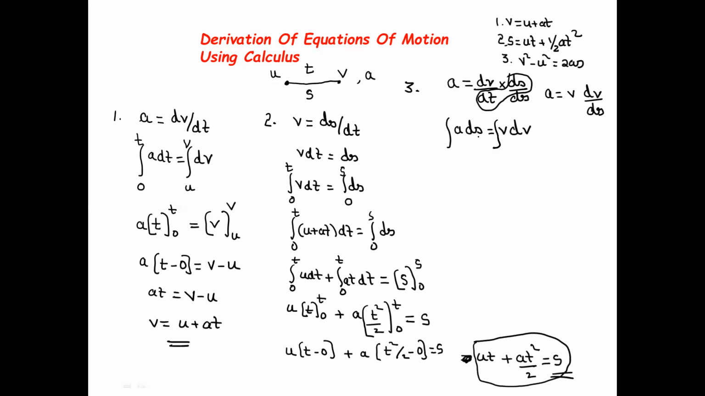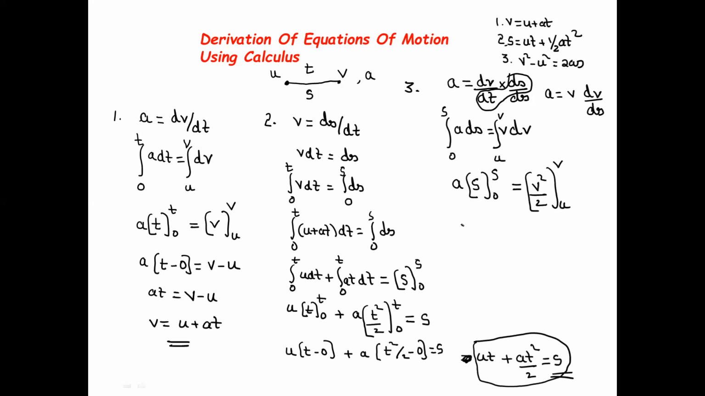Integrate both sides. What are the limits of s? 0 to s. Limits of velocity: initial velocity u, final velocity v. A is a constant, so taken out. Integral ds will be s, limits are 0 to s. Integral v dv is v square by 2, limits are initial velocity u, v.